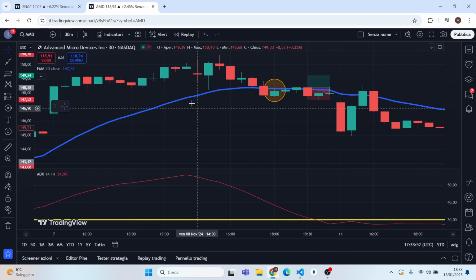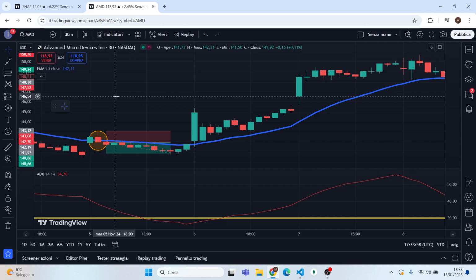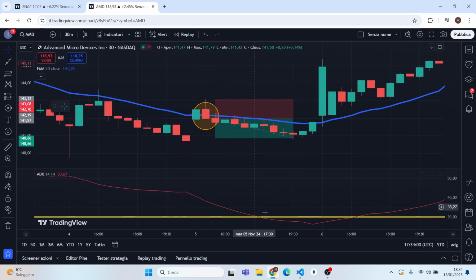Okay, I think I showed you some examples. The strategy, I think it's clear now. It's very simple. It's a very simple ADX trading strategy.